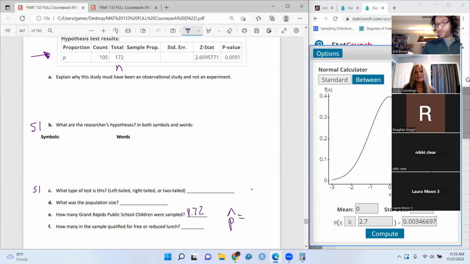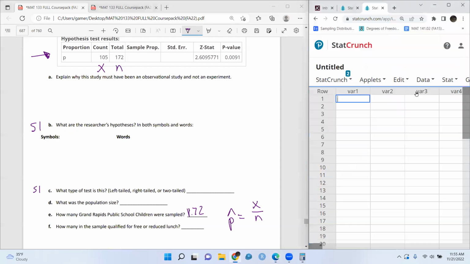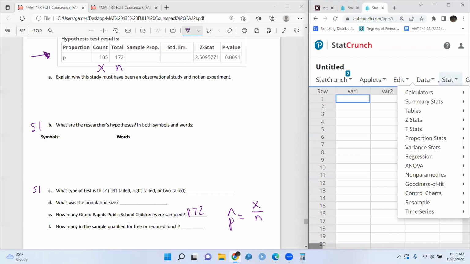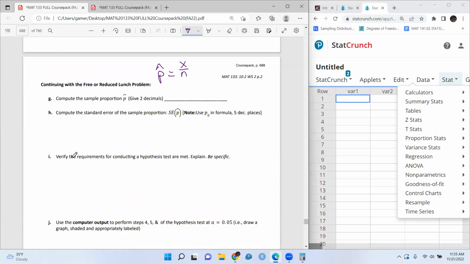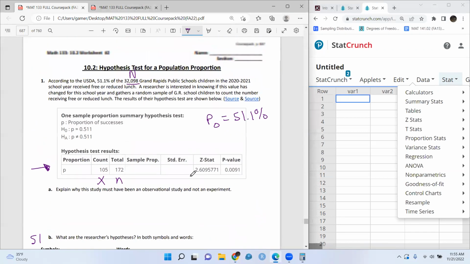Oh, no. Remember, it's X over N. Oh, so it'd be the count. Good. The count is X. It's a weird way to say it, right? This count corresponds to the number of successes, the part where you would have typed it into StatCrunch. So 172 over 32,090. That's not right, because that's the sample size relative to the population. You would need that for verifying. Right. That's what I'm saying for G, right?